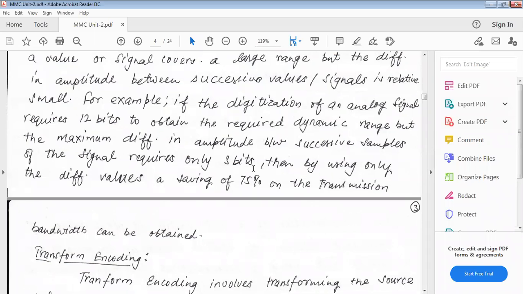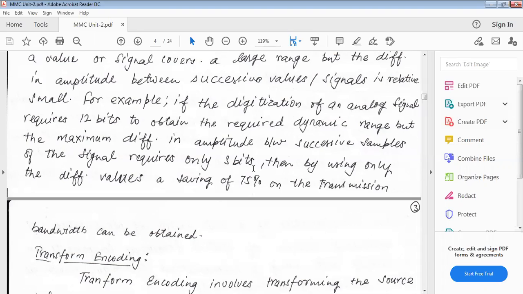Then they are going to explore this property. So the difference between the successive samples of the signal requires only 3 bits, and to convert the particular signal it requires 12 bits. So they will leave those 12 bits and take out the difference between the successive samples of the signal.